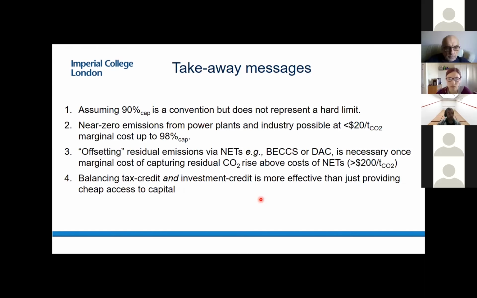So what I want you to take away from this is that the famous 90% number, it's a convention, but it does not represent a hard limit. Yes, it's possible to go higher than 90%, up to 98%. However, at some point you have to mop up residual emissions with some negative emission technologies. And it is more effective to balance a tax credit style and investment credit style incentive rather than just providing cheap access to capital. And with that, I'm happy to answer your questions.